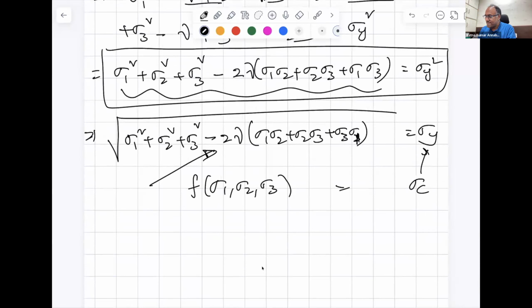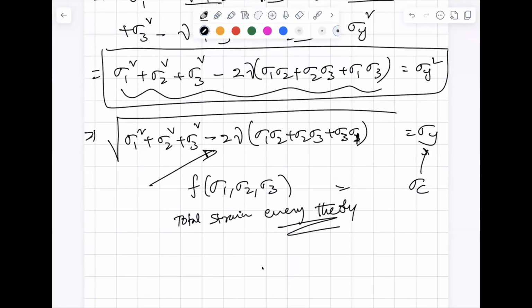Is that clear? So each theory is just a different functional form for describing whether the failure is going to happen or not, based on certain hypothesis. So this is your total strain energy theory. Any questions here?